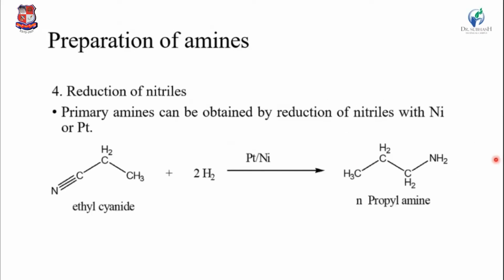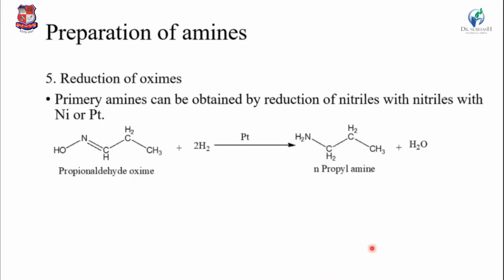Okay, then the next one is the reduction of the nitrile. Primary amines can be obtained by the reduction of the nitrile with ammonia and nickel or platinum. Ni and Pt, that is the reducing agent. So here alkyl cyanide plus 2H2, with platinum and nickel as reducing agents, making N-propylamine. Here H2 is attached here and here, so making the N-propylamine.